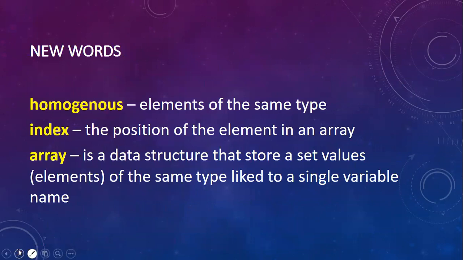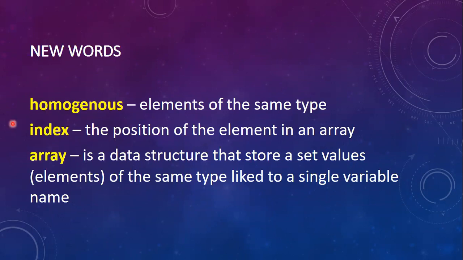So let's take a look at some of the new words that you're going to come across. Homogeneous. I hope I said that correctly. Elements of the same type. So now, very importantly, what you're going to learn is when I'm dealing with arrays, I have to have my variables and the data I'm working with has to be of the same data type. I cannot mix integers and strings or chars and strings, okay? It must be the same type.